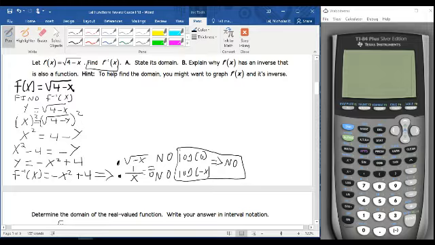So in all three situations, these are no's. Okay. Now we have to explain why f of x has an inverse that is also a function. So this is a vocabulary term. So this is A. Well, sorry, almost done with A. Because there's no reason to restrict the domain, it's going to be all real numbers. So that's the domain of the inverse of the function.